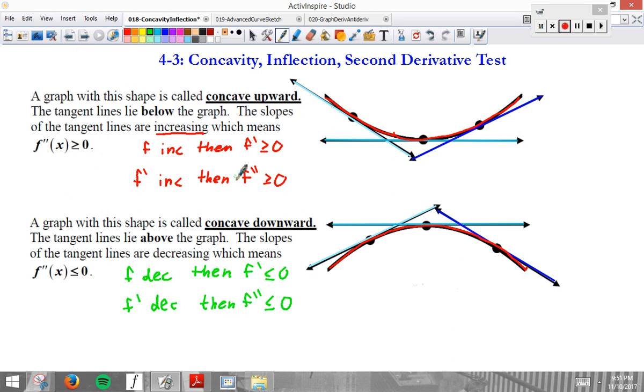So that's a key fact. We will associate concave upward with a positive second derivative and concave downward with a negative second derivative.